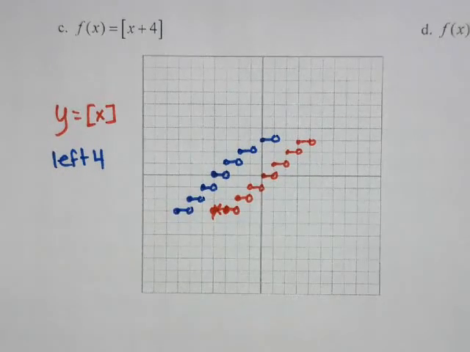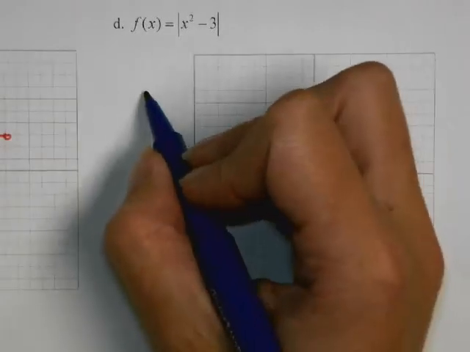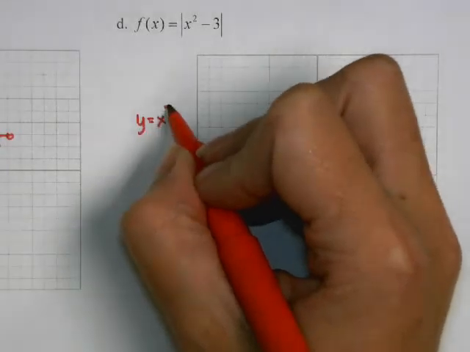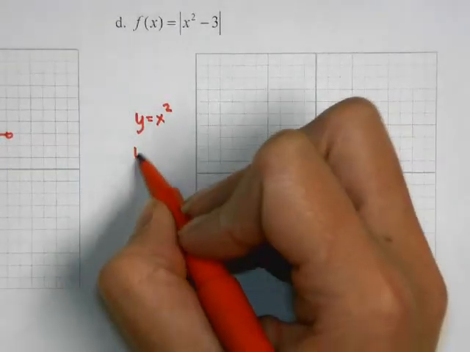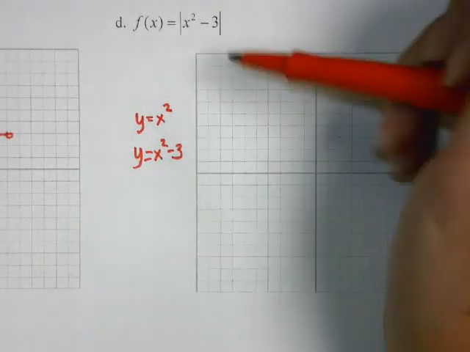This one at first glance looks like the absolute value might be the parent function, but the parent function here is actually y equals x squared. I'm going to graph y equals x squared minus 3, and then we'll talk about what the absolute value is going to do to that. So y, that would be moved down 3.